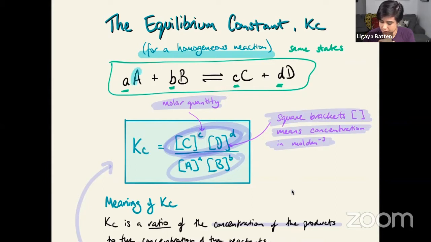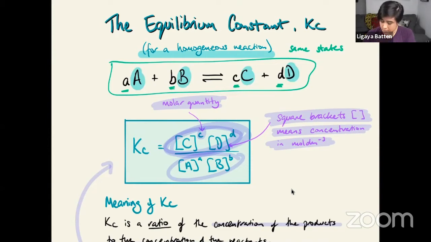Yeah, so then this A and B, these are our reactants, and then this big C and big D are our products. So it's just important to know that's how to interpret the reaction equation in order to actually make the correct expression for Kc.